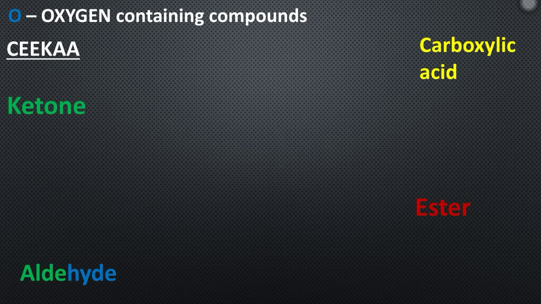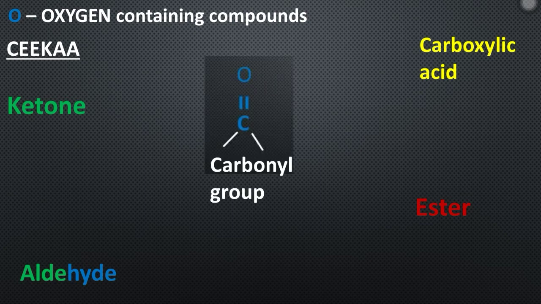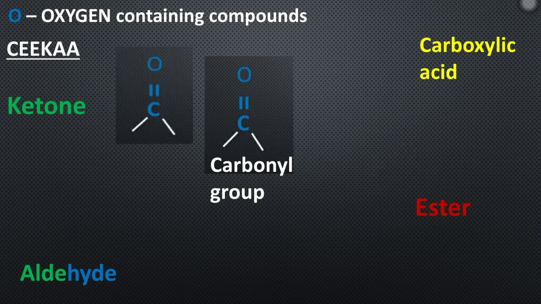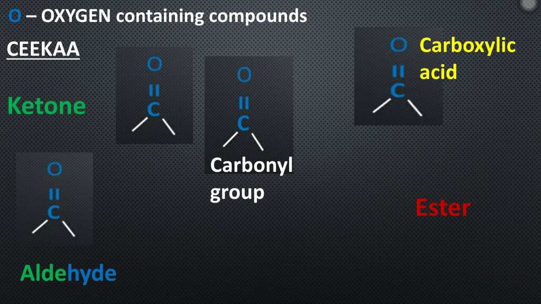The basic structure for all of them is actually a carbonyl group. So this is a carbonyl group. As you can see, a carbonyl group is simply a carbon atom double bonded to oxygen. So that's a carbonyl group. So all these four groups, the ketone, the aldehyde, the carboxylic acid, and that of the ester, they all have this same basic structure.